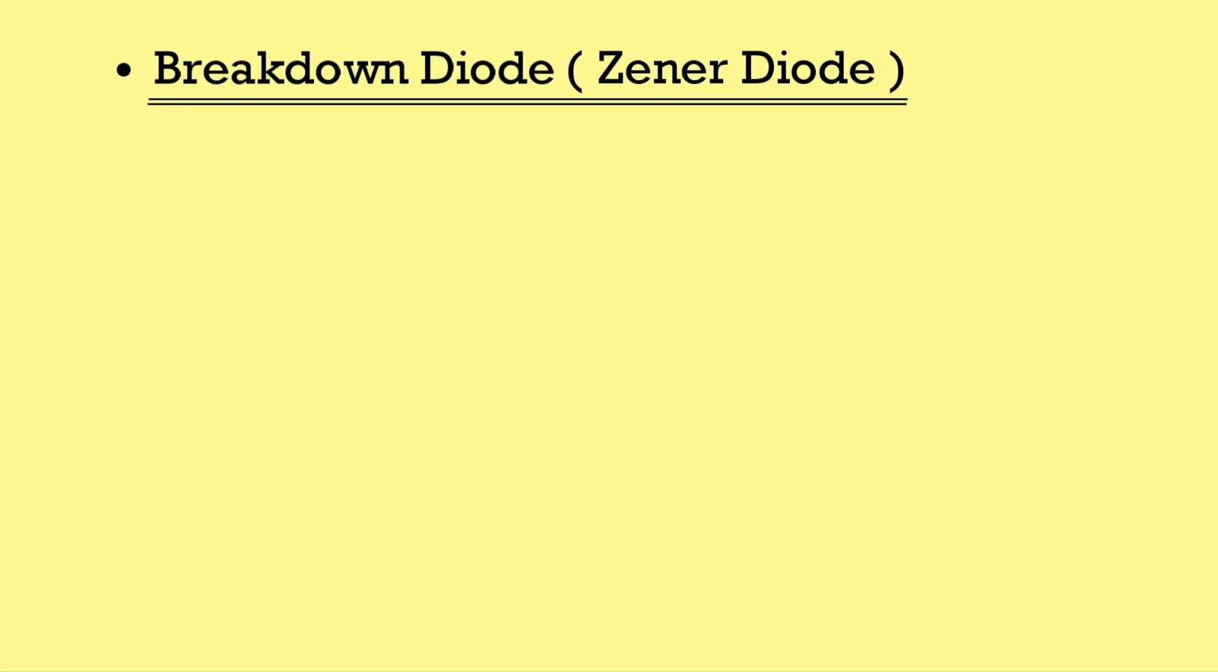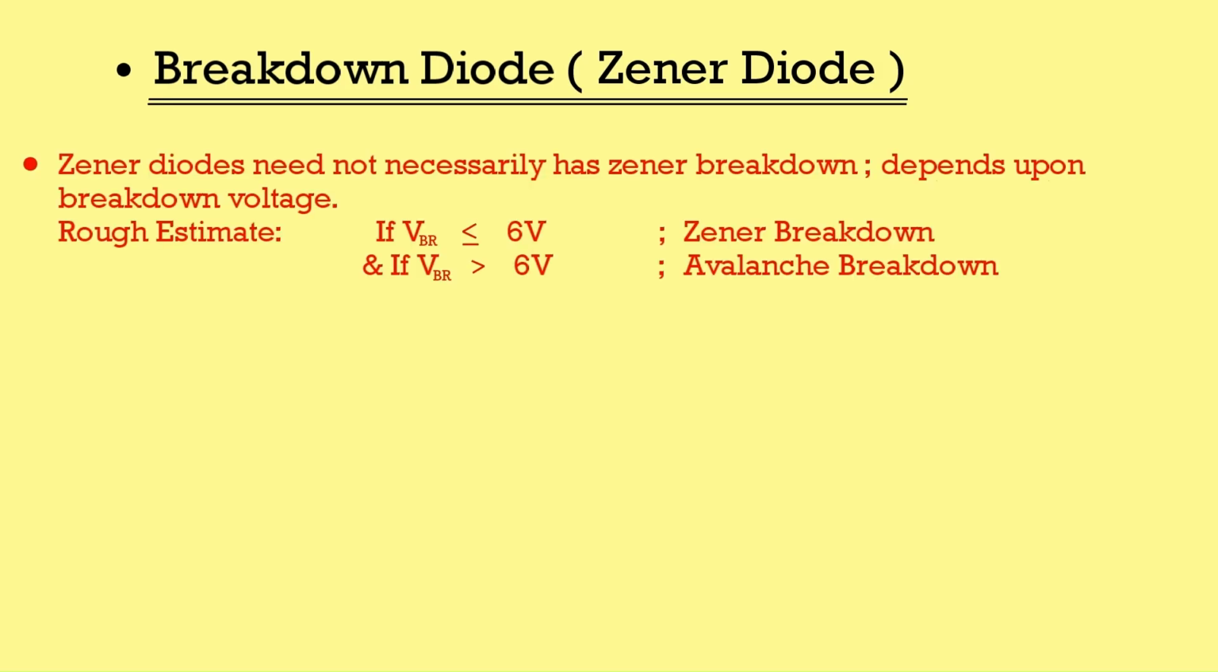However, this is not true. It is not necessary that Zener diodes will always have Zener breakdown, as it depends upon the breakdown voltage. If the breakdown voltage is less than 6 volt, typically Zener breakdown takes place. However, if the breakdown voltage is greater than 6 volt, then the avalanche mechanism will take place. This is a rough estimate.